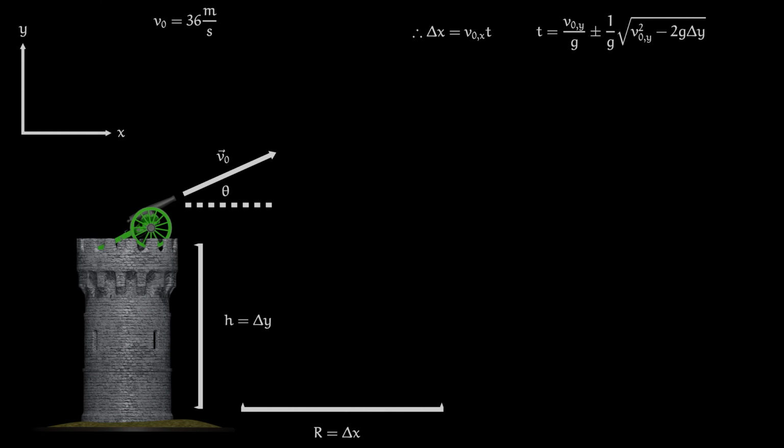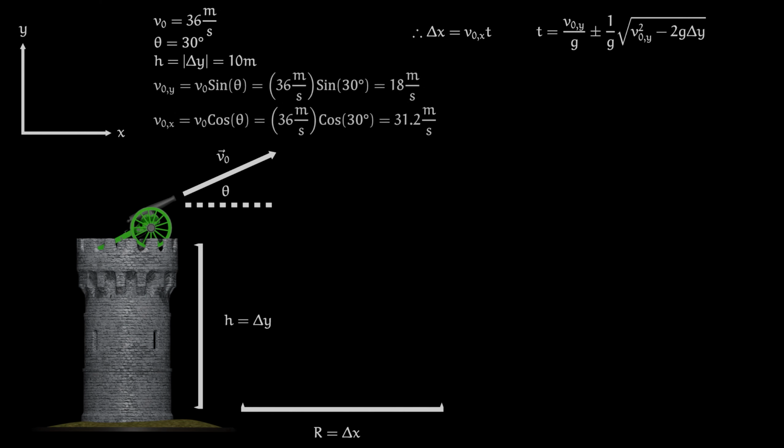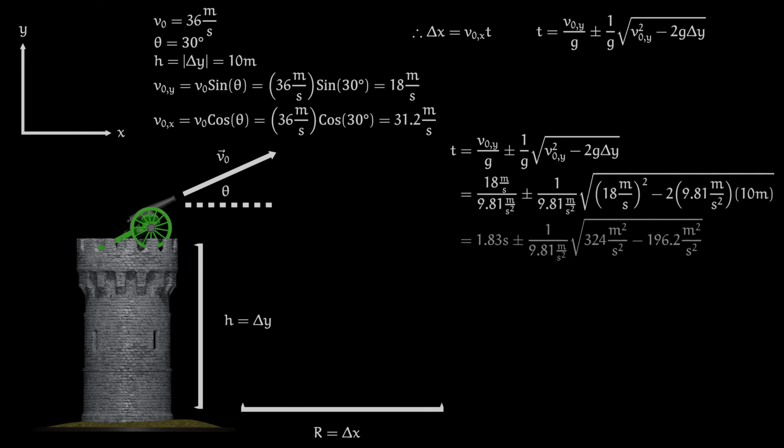80 miles per hour, and theta to be 30 degrees, and delta y to be a magnitude of 10 meters, we can plug all of this in and see what our possible solutions are for the flight time t. We also need to break down the initial velocity, v0, into its components, v0x and v0y. After plugging all of this in, we get two solutions from our quadratic equation.